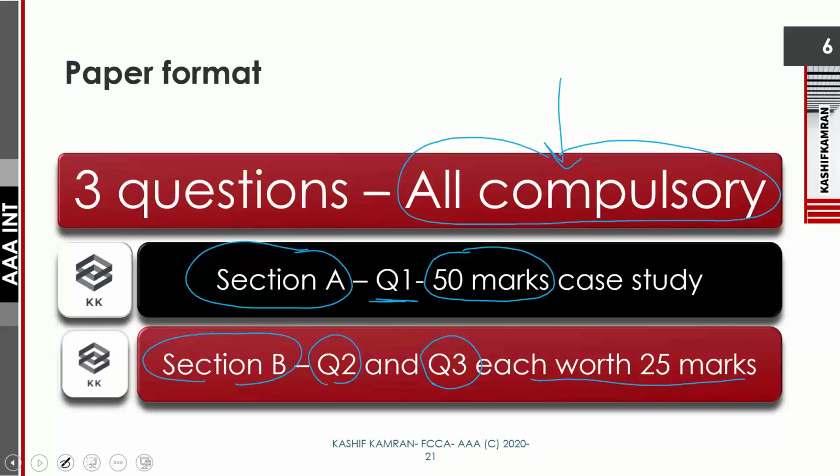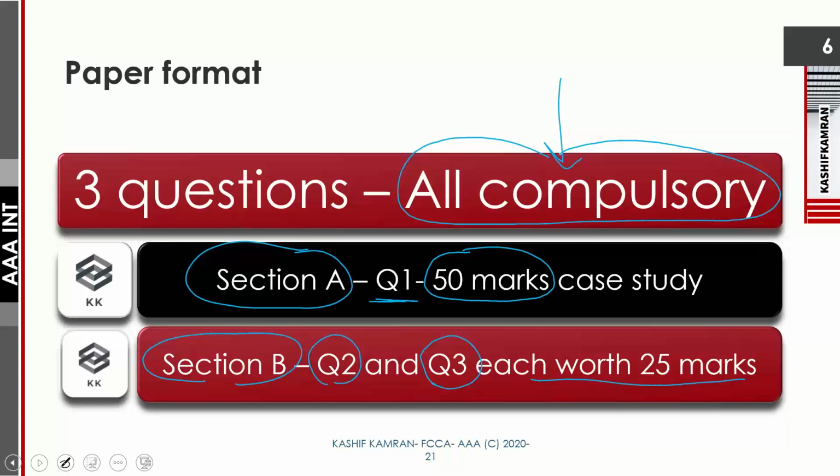There is an element which can control your stress level in the AAA paper, because you exactly know what sort of things can come in question 1, what sort of things can come in question 2, and what sort of things can come in question number 3. So I will be guiding you about that.